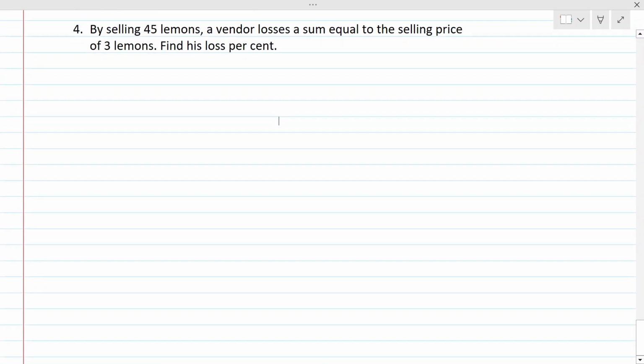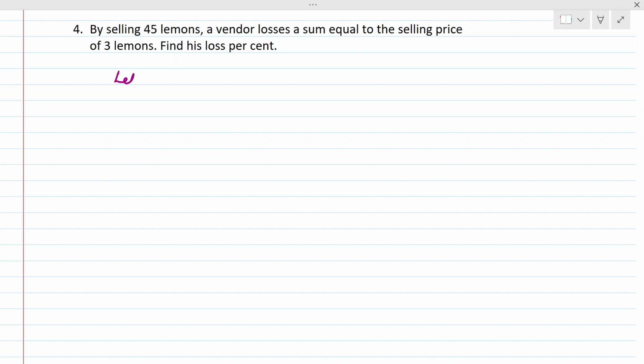The fourth example is: by selling 45 lemons, a vendor loses a sum equal to the selling price of 3 lemons. Find his loss percentage. This model is very important in case you are writing 8th grade, 9th grade, because this question will be repeatedly asked in the exam. Here we don't know the selling price or the cost price. In this problem they have told us about the selling price only.